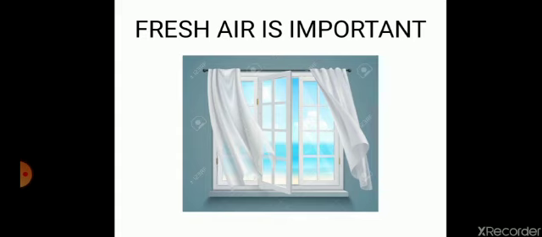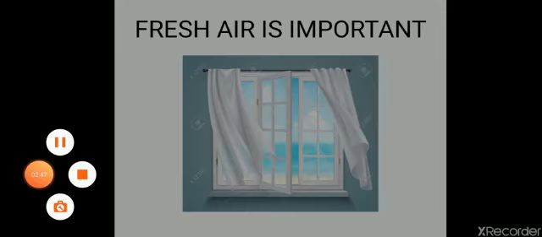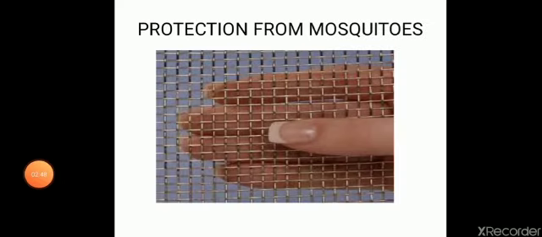The second basic requirement is fresh air. There should be cross ventilation in your house. Fresh air refreshes you mentally, physically, and spiritually also. You can use wire mesh to protect yourself from mosquitoes. If you have wire mesh on your window, no mosquito can enter and bite you. It also protects us from some other pests.